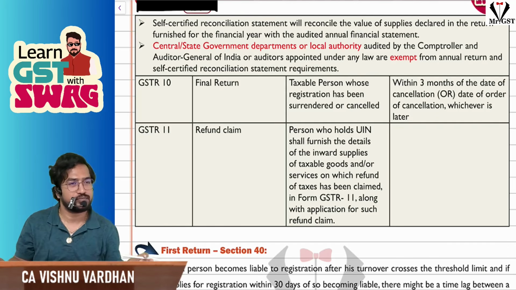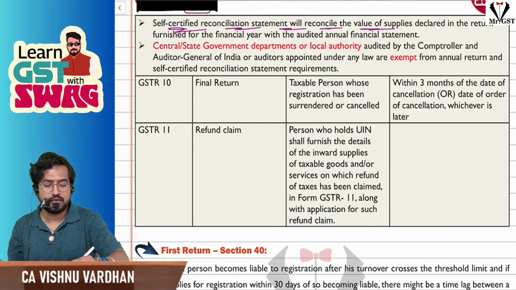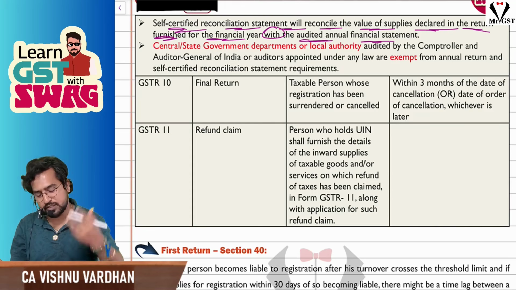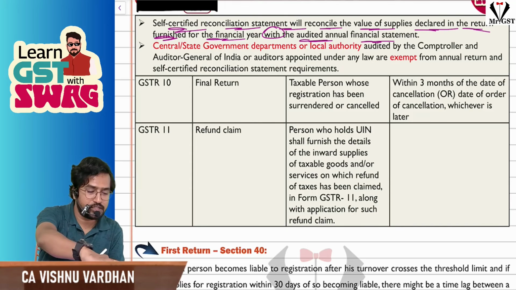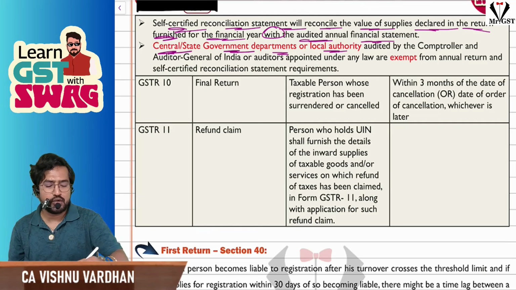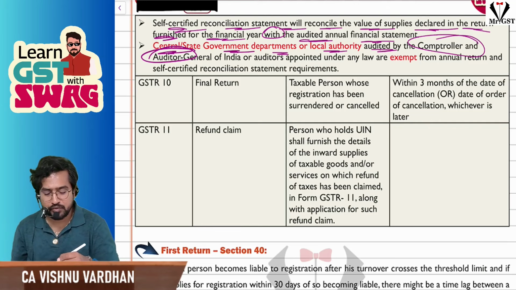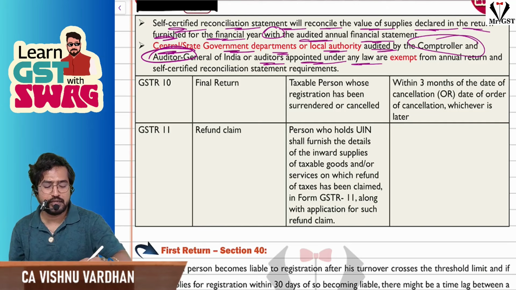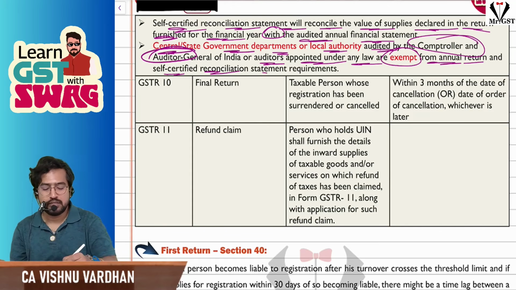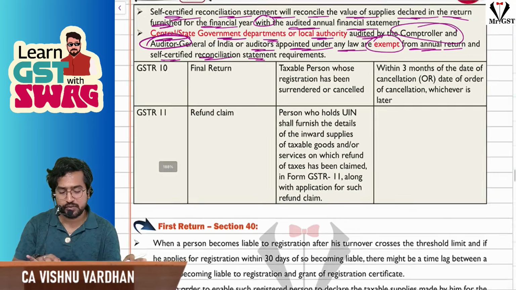Shall we continue? Next, what is the next one? The self-certified reconciliation statement will reconcile the value of supplies declared in the return furnished for the financial year with the audited financial statements. I told you already this one. Next. Central or state government departments or local authorities which are audited by the C&AG, Comptroller and Auditor General of India, or auditors appointed under any law, are exempt from the annual return and self-certified reconciliation statement. That is 9 and 9C. Okay, next.